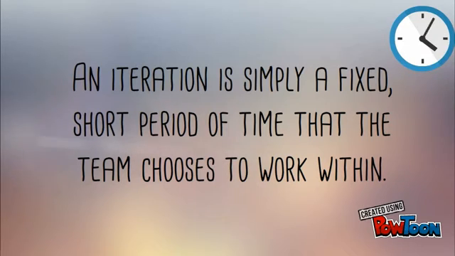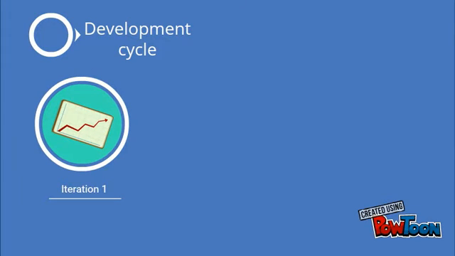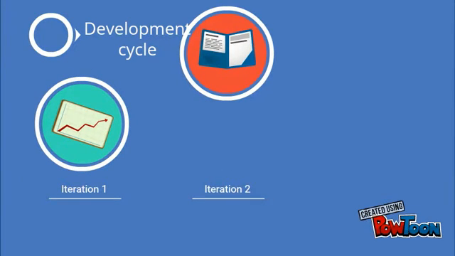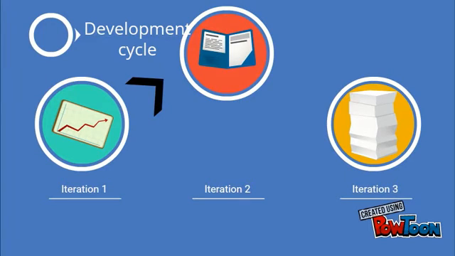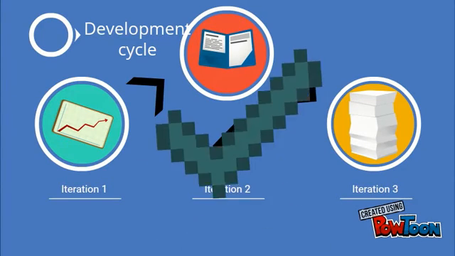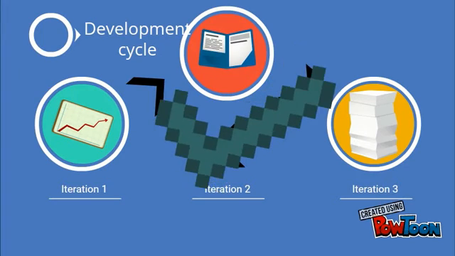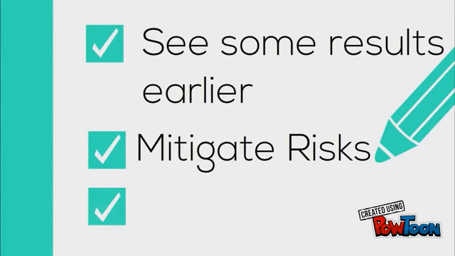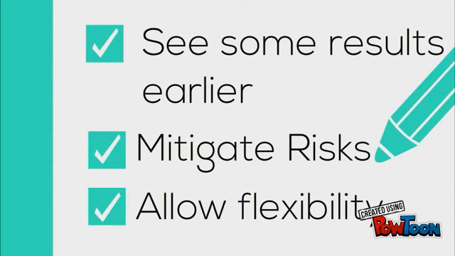Either way, the principles are the same. The idea is to stick to short, fixed length iterations and complete all stages of the development cycle for each feature in turn within an iteration. Now, the key difference this creates is visibility of complete working features much earlier in the project lifecycle, allowing for a better gauge of progress and quality and allowing for feedback and adaptation along the way. The result is to see some results earlier, mitigate risk and to allow flexibility to accommodate change.